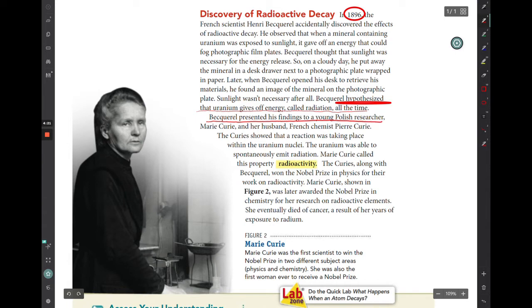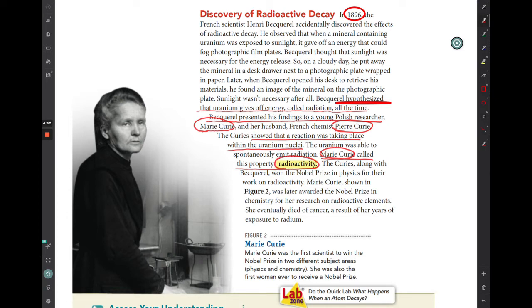He then presented that information to a young Polish researcher named Marie Curie, a very famous name in science, as well as her husband, Pierre Curie. They are the ones who did more research, and they showed that a reaction was taking place with the uranium nuclei and that it was actually emitting radiation. So basically, Marie Curie is the one who discovered radioactivity.